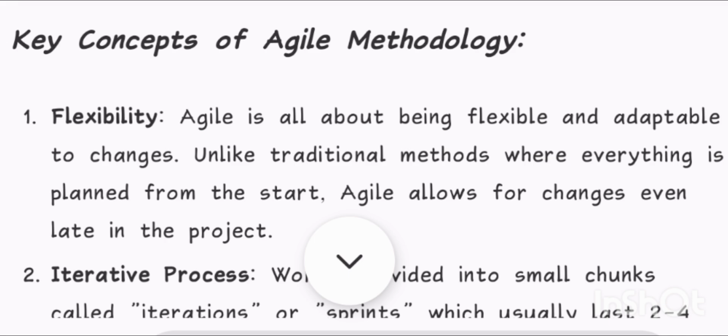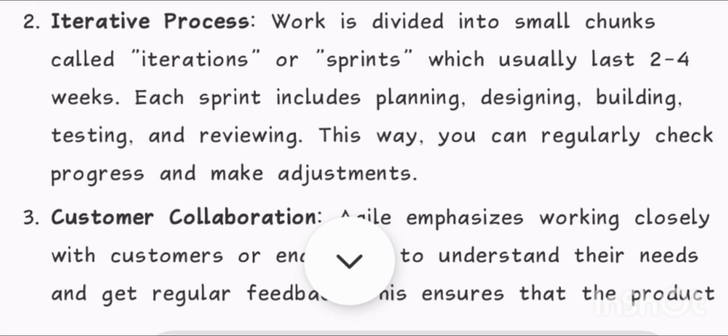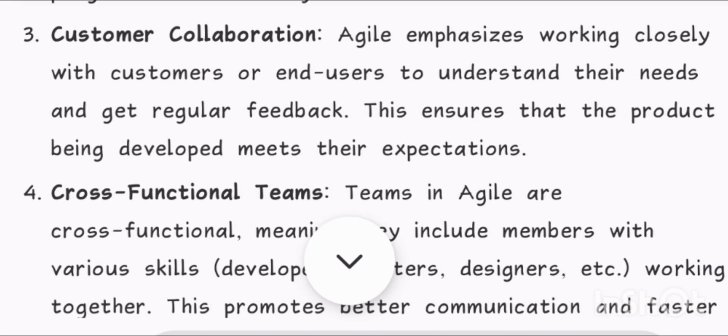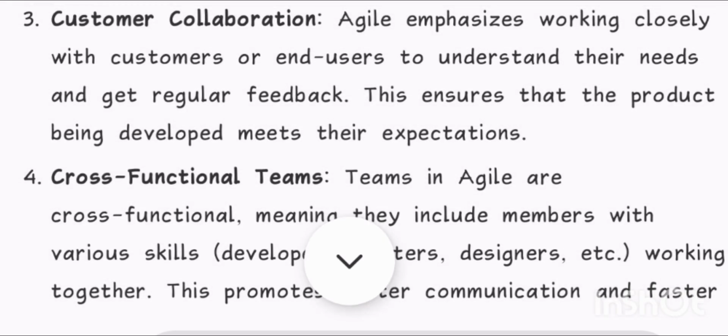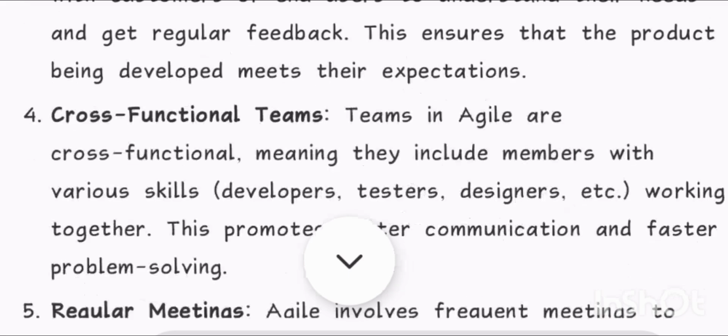2. Iterative process. Work is divided into small chunks called iterations or sprints, which usually last 2 to 4 weeks. Each sprint includes planning, designing, building, testing, and reviewing. This way, you can regularly check progress and make adjustments. 3. Customer collaboration. Agile emphasizes working closely with customers or end users to understand their needs and get regular feedback. This ensures that the product being developed meets their expectations.